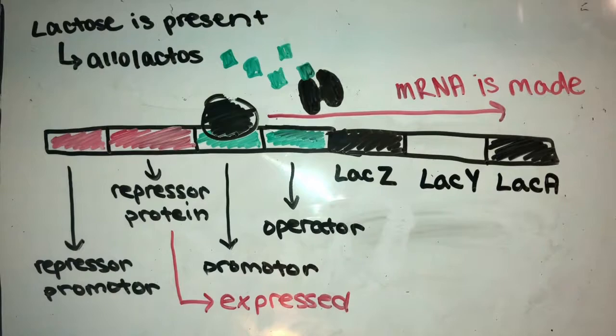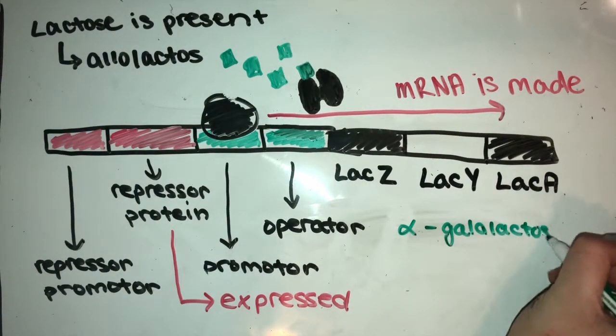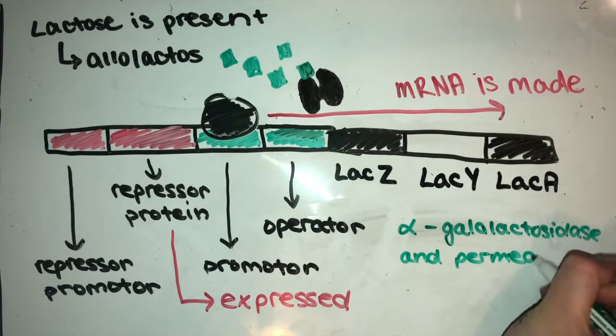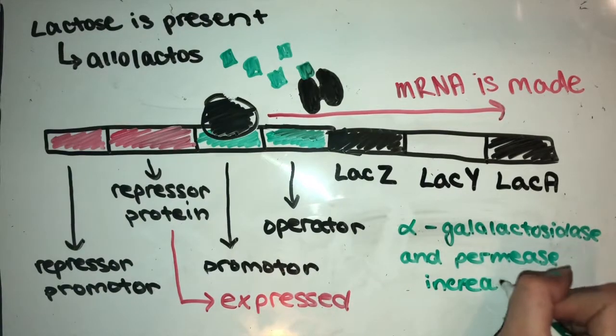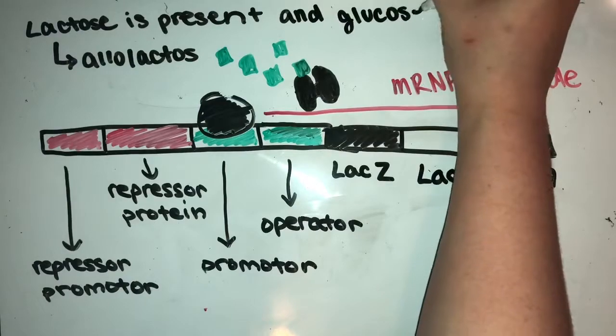lacZ, lacY, and lacA. This will lead to higher levels of the coded proteins, beta-galactosidase and permease. Permease will allow more and more lactose to enter the cell, which can be broken down by beta-galactosidase to make galactose and glucose, which will then be used for the cell's metabolism.